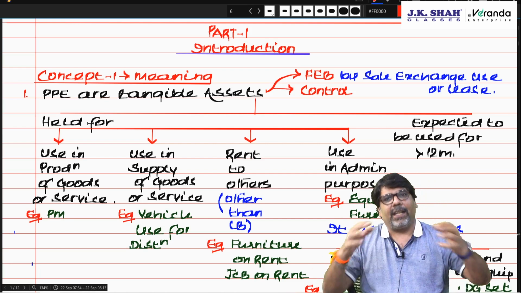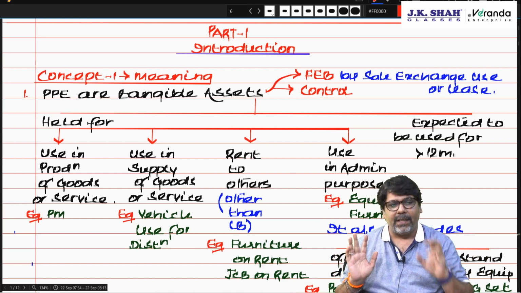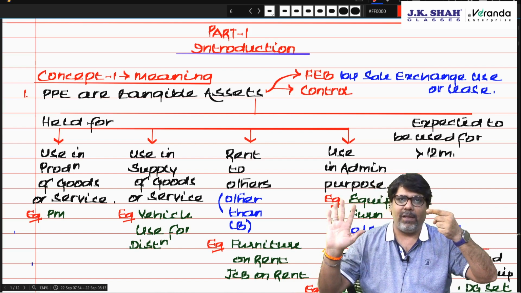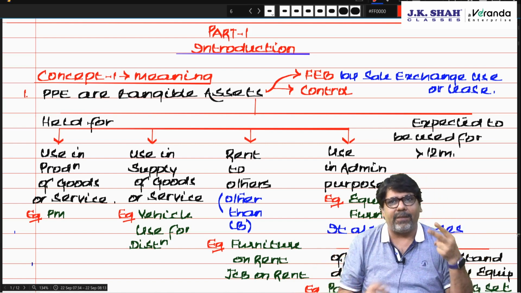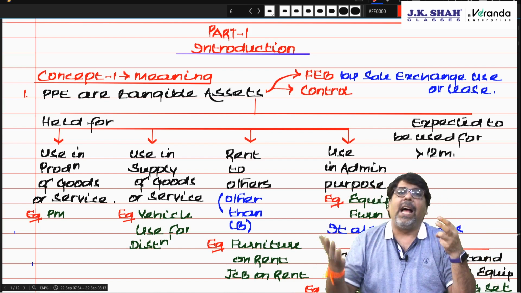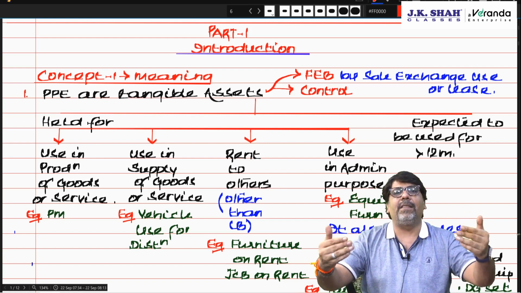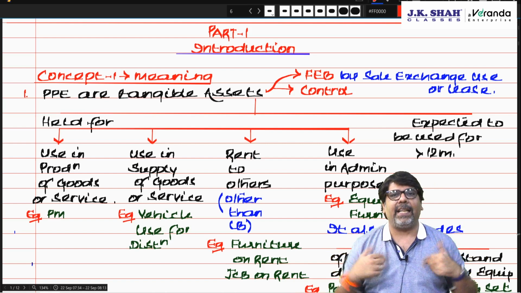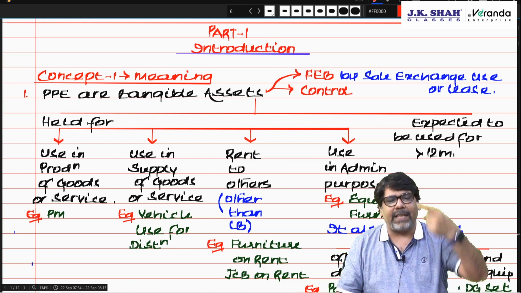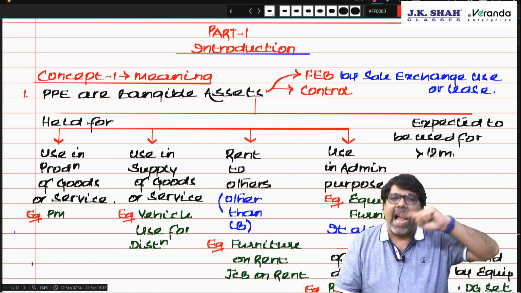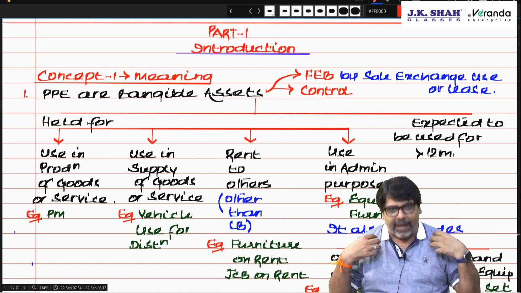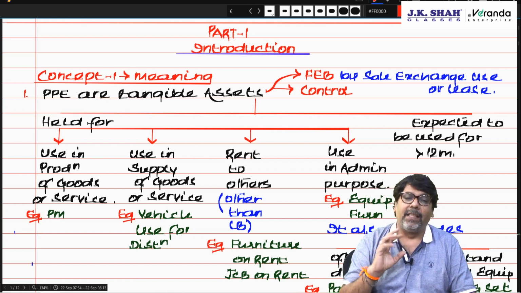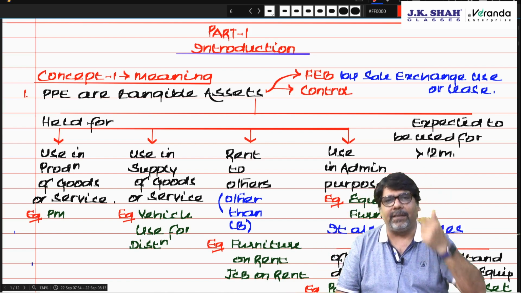Control has three fundamental things. This is not written over here, but it has three things. I can use the asset the way I want. I can direct somebody else to use the asset the way I want. And number three, I can stop anybody else from using the asset. If these three rights are with me, then I can say I have control over the asset. What are the three rights? I can use the asset the way I want. I can direct anybody else to use the asset the way I want. And third, I can stop anybody else from using this asset. If these three criteria are fulfilled, I'd say the asset is within my control.